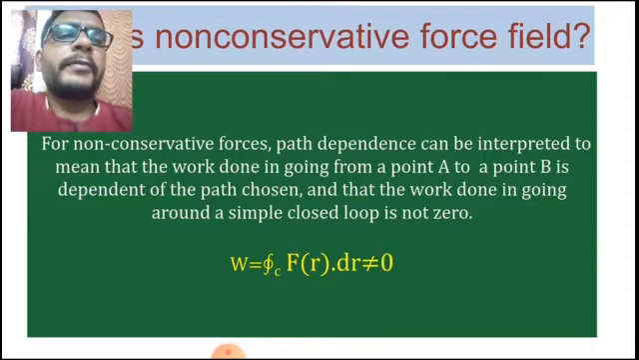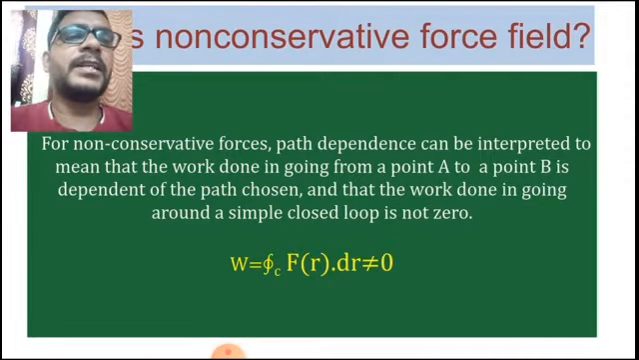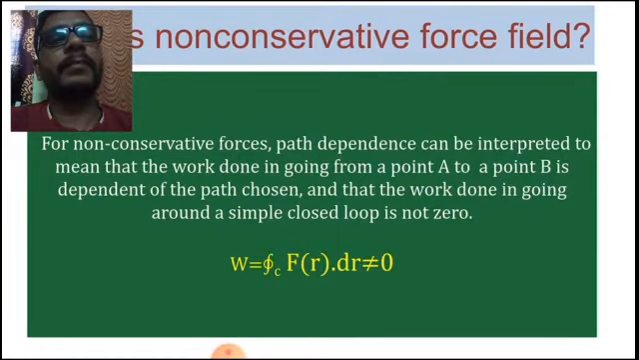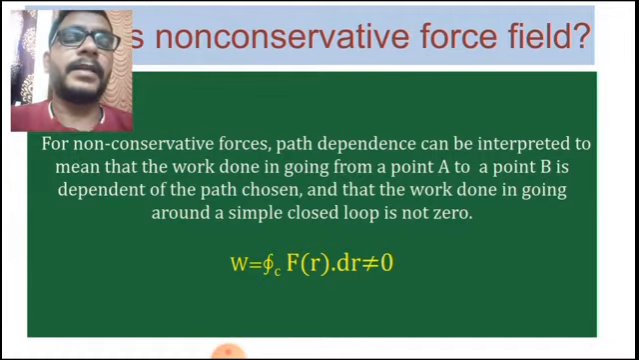For non-conservative forces, the path dependence can be interpreted to mean that the work done in going from a point A to point B is dependent on the path chosen, and that the work done in going around a simple closed loop is not zero. So in that case, W is equal to the closed integral of F(r) dr, which is not equal to 0.